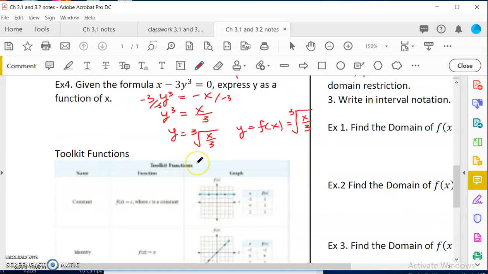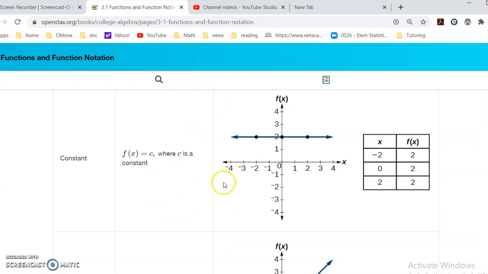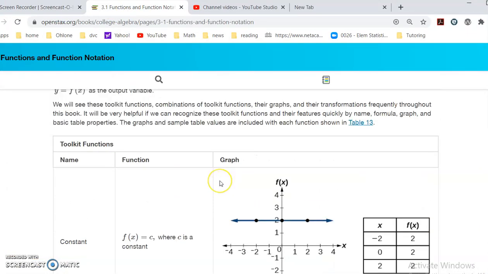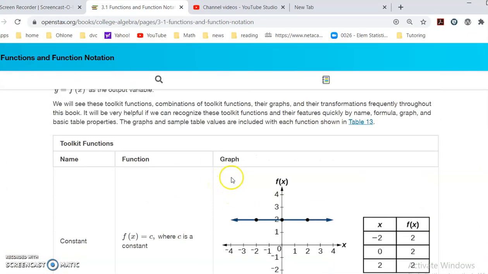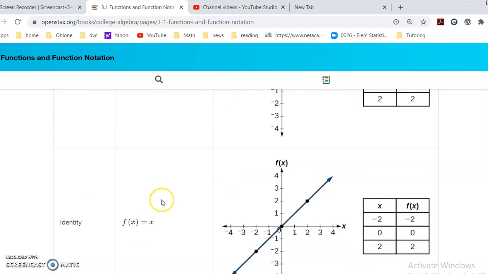Okay. The last part is called toolkit functions. There are a lot of small functions that can be used to make up other functions, and we call them toolkits. This is very blurry in the notes, so I'm going to go over it so you can look at it. There are 9 of them, I think. The first is called a constant function: y equals c, f of x equals c.